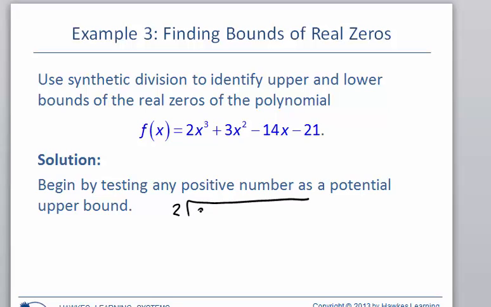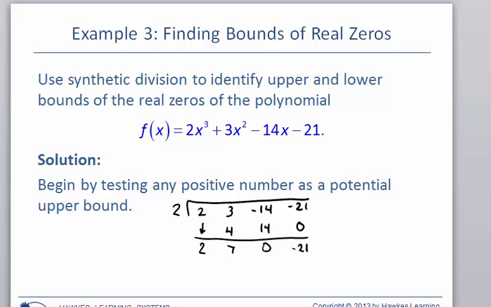We're going to do synthetic division with the 2. So we're going to divide 2 into 2, 3, negative 14, and negative 21. We're going to drop this 2 down. We're going to multiply. 2 times 2 is 4. We'll add to 3, giving me 7. 2 times 7 is 14. Add to negative 14, we get 0. 2 times 0 is 0. Add to negative 21, we get negative 21.